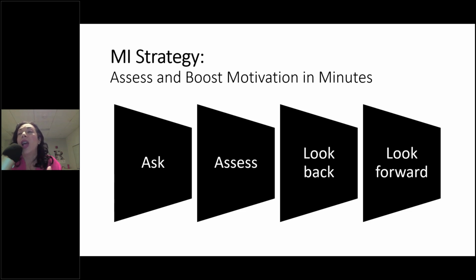So at this point, I'm going to ask Rachel to walk us through. We're going to take 5 polls, and it's going to be asking you to review these skills: the ask, the assess, the look back, and the look forward. They're going to be multiple choice, and the first one is going to be ask. So here we go. So Rachel, can you please launch the poll that asks?